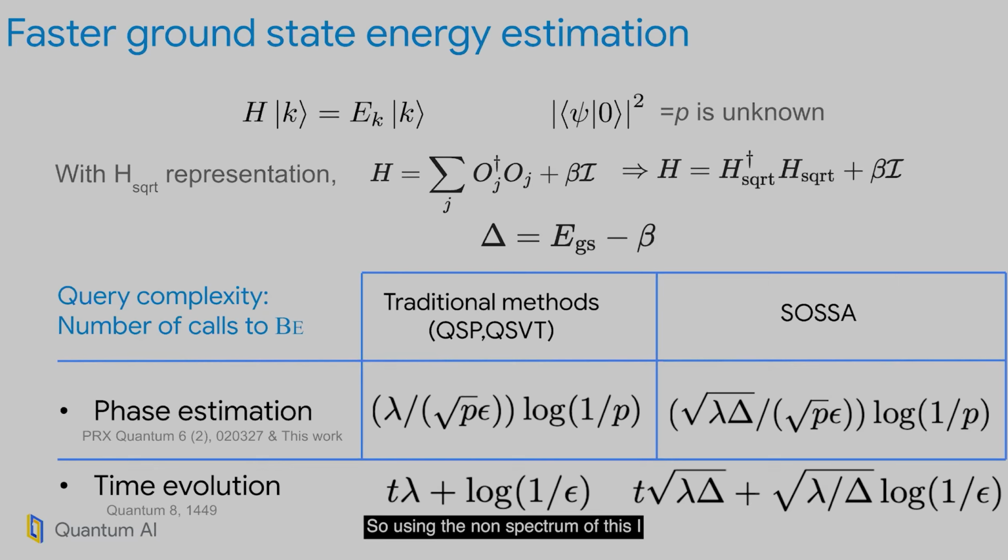So using the non-spectrum amplified algorithms, you would have this lambda scaling. But now using this spectrum amplified result, you can get square root lambda times square root gap. And then you can also get something similar for time evolution. So this here is good to know. It's the asymptotic complexity, but it's not what we'll talk about in the rest of the presentation.